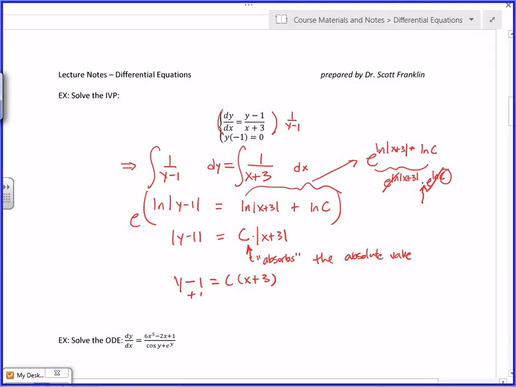Okay? So if I add 1 to both sides, I've got y is equal to c times x plus 3 plus 1. Okay? Now that is a solution to the differential equation. I asked you to solve the initial value problem. So what do I got to do next? Plug in your values. Right. So I need to make a little space here. I'm going to continue on over here. So use y of negative 1 equals 0.